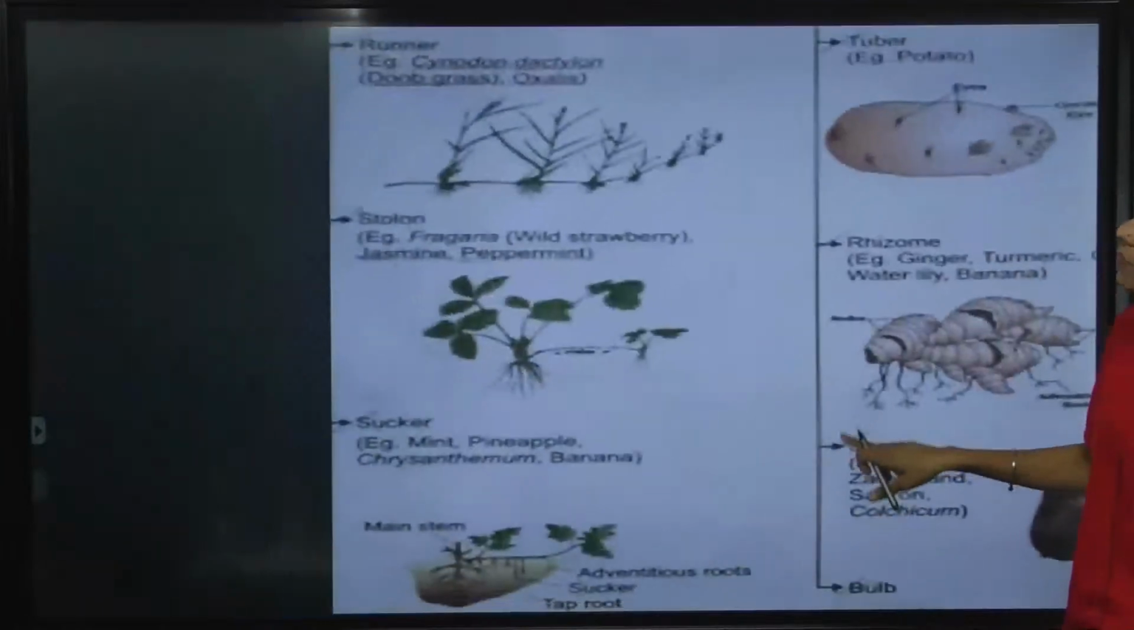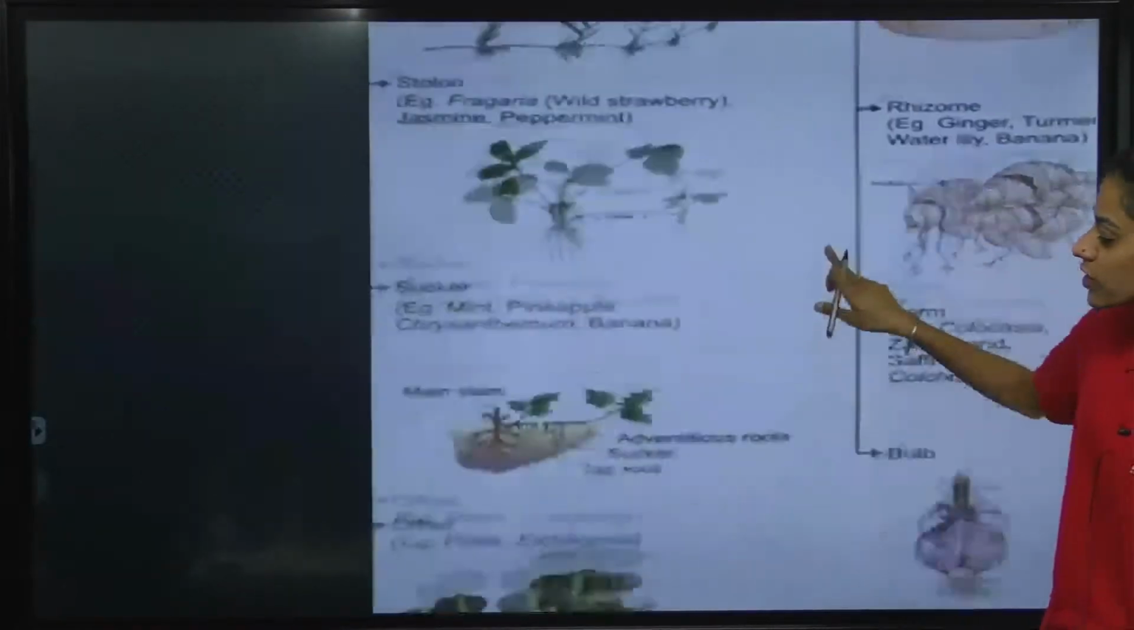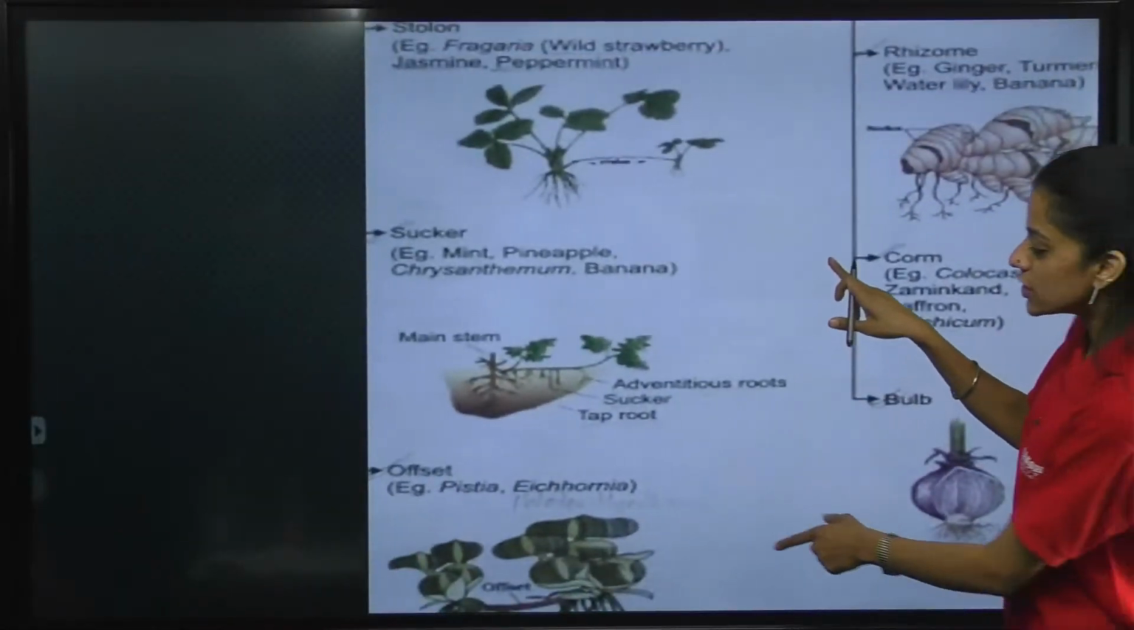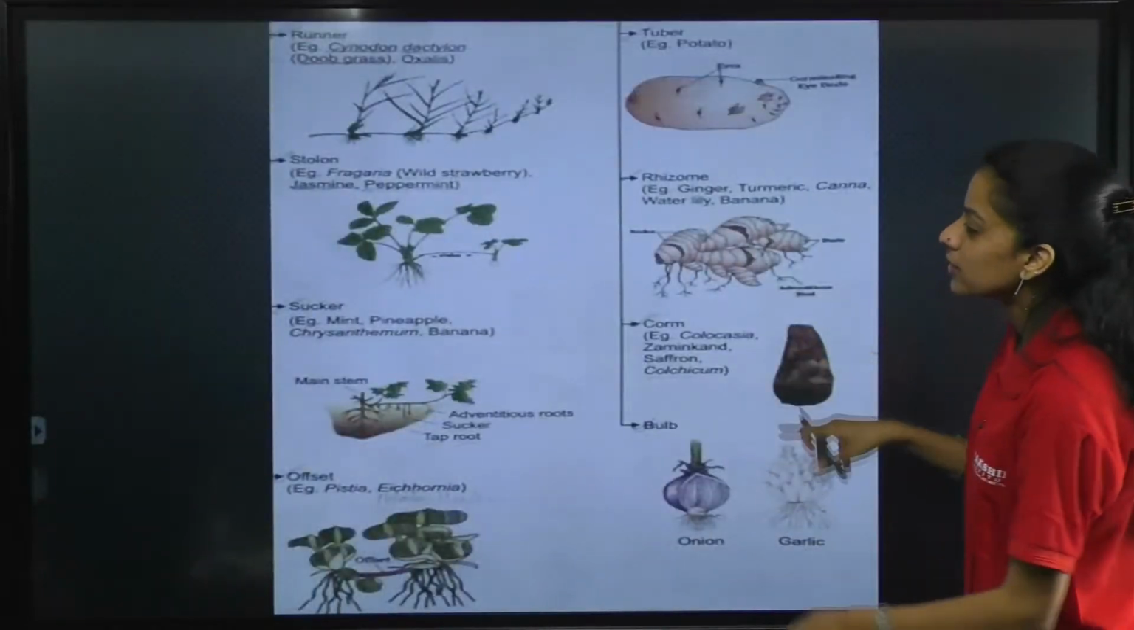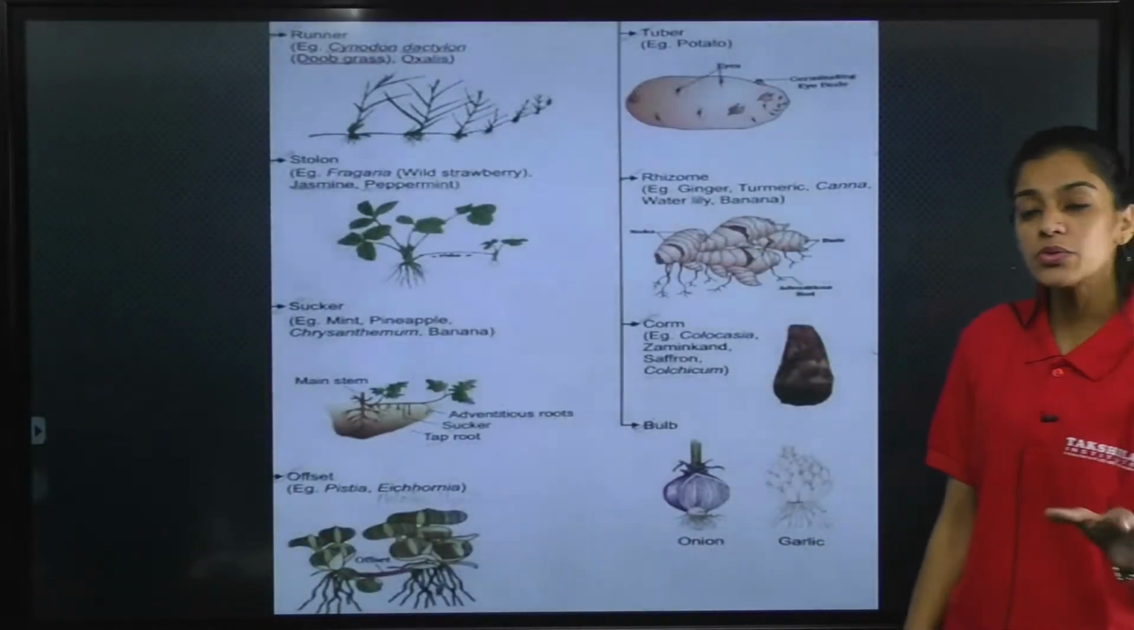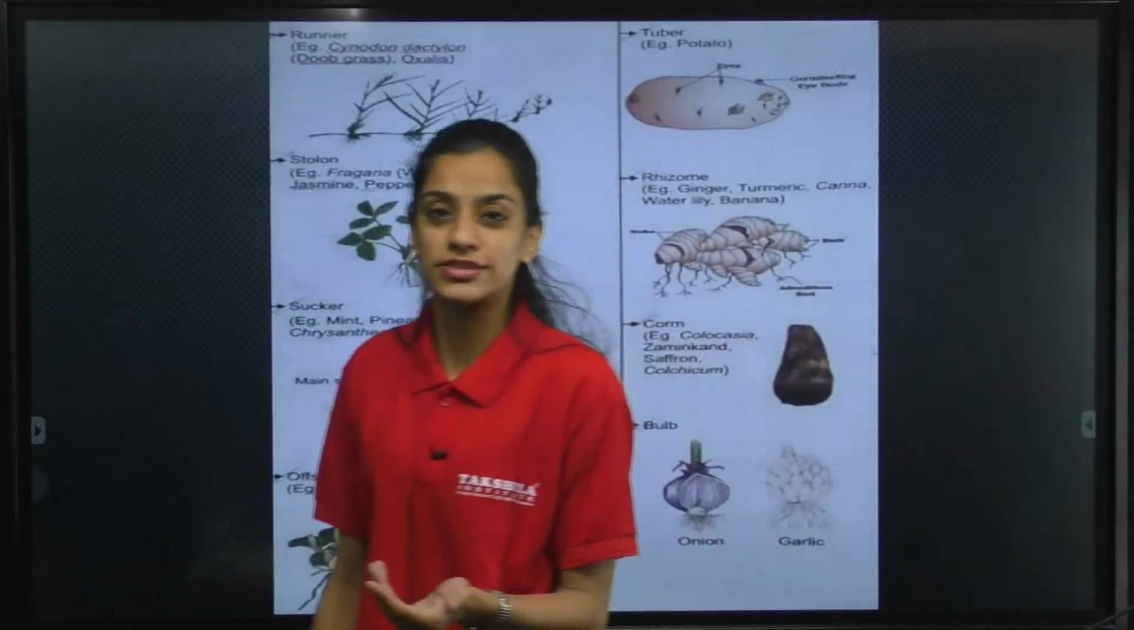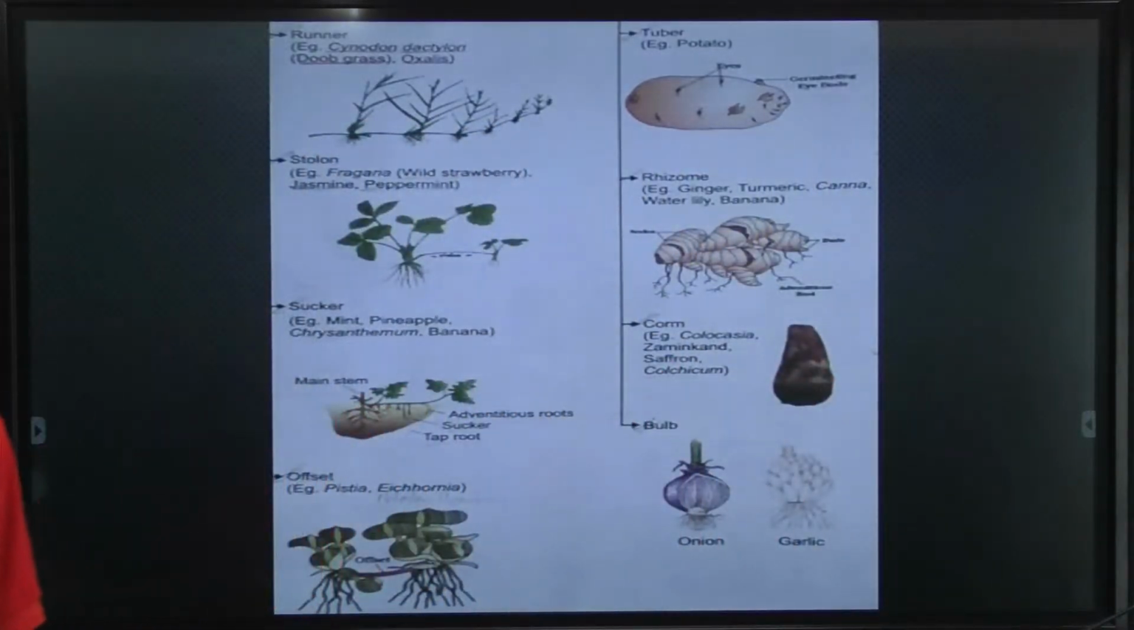Okay, let's come up to here. Runner, stolon, sucker, and the offset. Can you see all the four pictures together? Now related to what we have discussed, what did we read about stolon, what did we read about sucker, what did we read about offset? Now we are able to recognize it better. Can you relate it to what we have discussed? Okay.